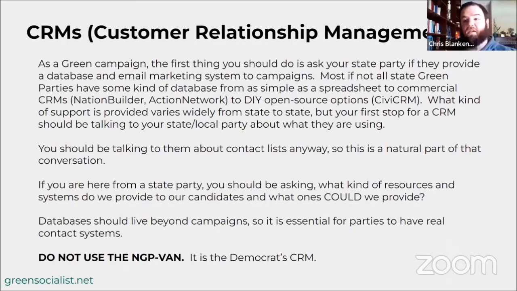Any green campaign should be asking about a contact list first and foremost, right? You don't want to start from scratch. There's an existing green base out there. So you should be signing your NDAs. And if you're a state party and you're not asking people to sign an NDA, get a simple NDA together, just a warning so people don't abuse your list. But you should be asking your state party, hey, do you have a contact list?